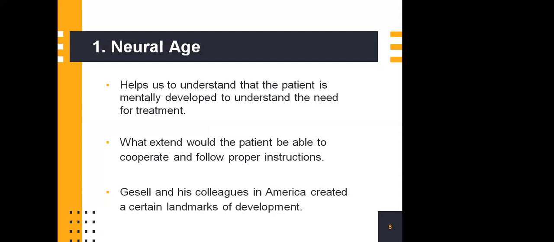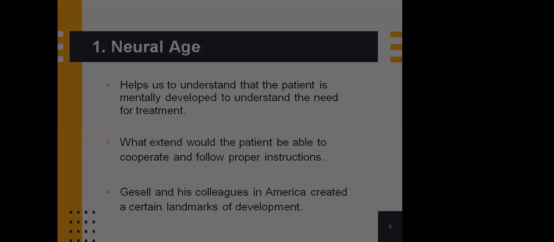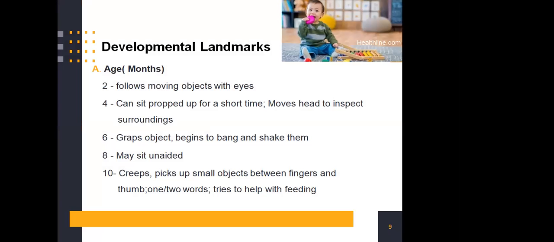And the first is the neural age. It helps us to understand that the patient is mentally developed to understand the need for treatment and what extent will the patient be able to cooperate and follow the instructions properly. Gessel and his colleagues in America created a certain landmarks of development, and the development landmarks is divided into age with respect to months and age with respect to years.